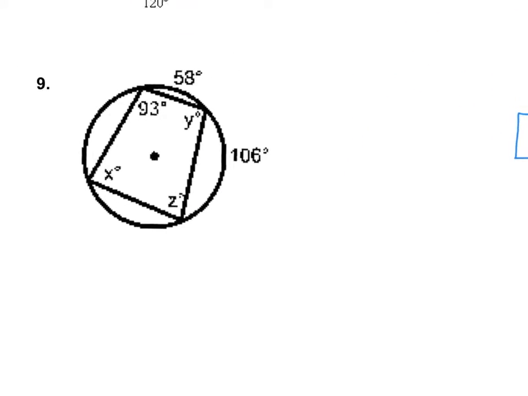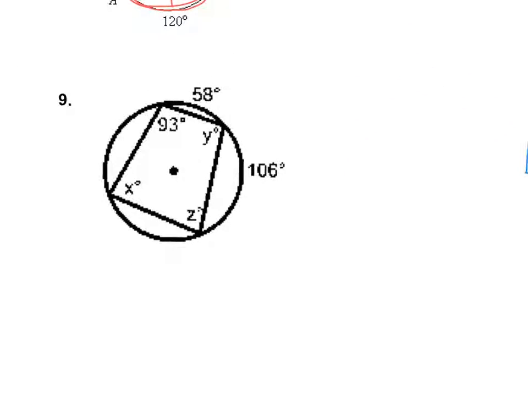All right, number 9. You have a quadrilateral inside of a circle. What do you do? Okay, so Z is, opposite angles are supplementary, not equal, right? A lot of people told me equal on the last quiz. They are supplementary. So Z is going to be 180 minus 93. So Z is 87 degrees.